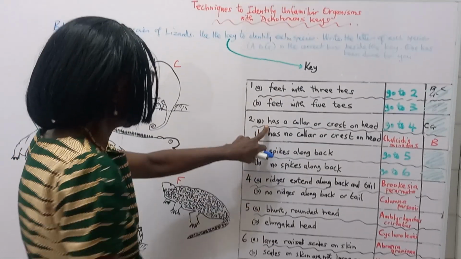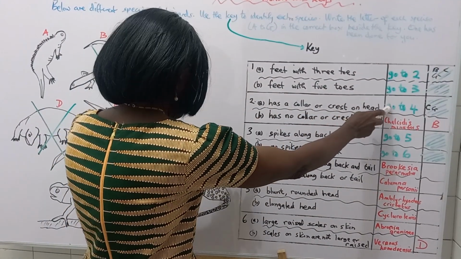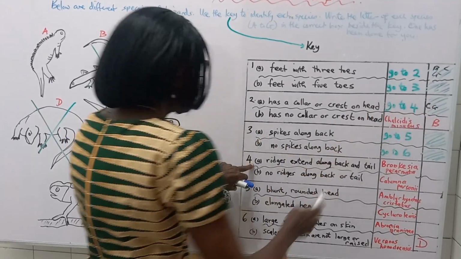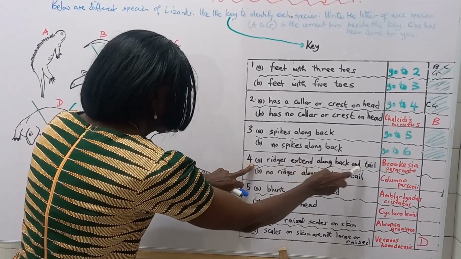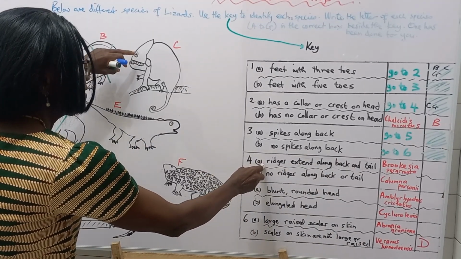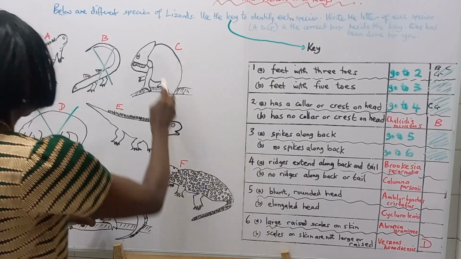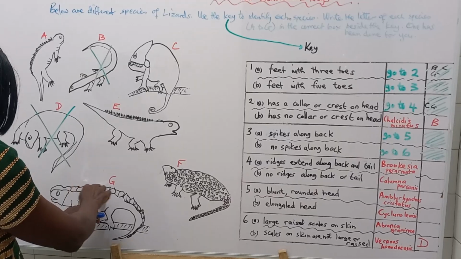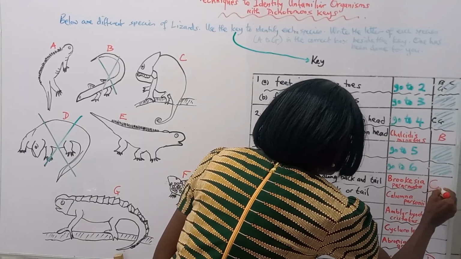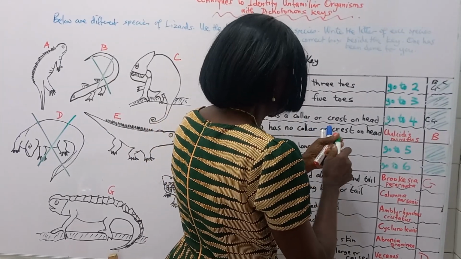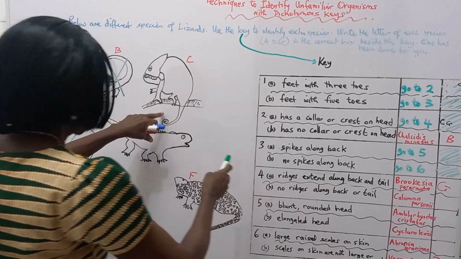Still here, feet with 3 toes, go to 2, has a collar or crest on head, go to 4. So we come here and it's left with C and G that you have to work on. And here we have ridges extend along back and tail. So we are looking at C and G. This one, ridges extend along back and tail. This one doesn't have any ridges. This has ridges extending along back. And so this is G here, G. So you see, we have sorted out B and G. And then here at 4, no ridges along back or tail. And that is C here.